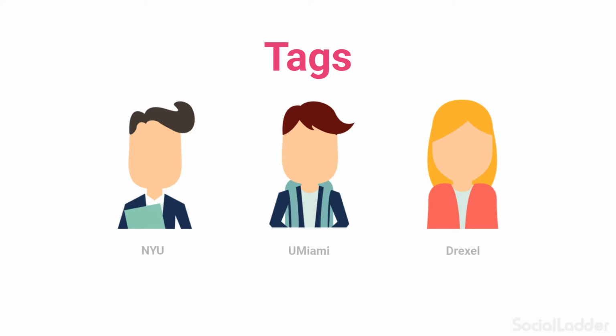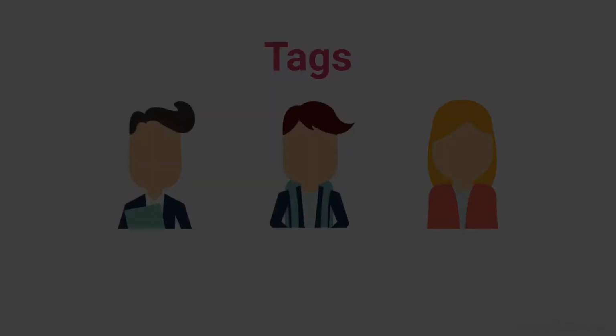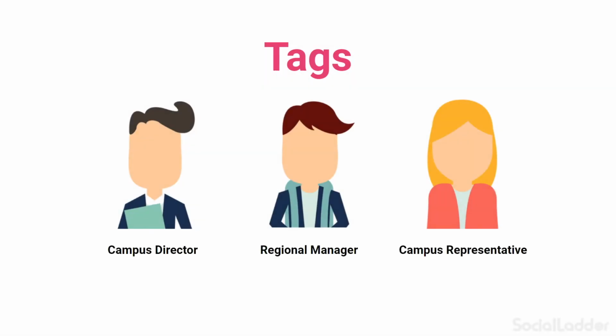You can make tags for a specific college they attend, like NYU, UMiami, or Drexel. You can make tags for a specific market the ambassador is representing, like New York, Miami, or Philadelphia. Or you can make tags for a specific type of user, like campus director, regional manager, or campus representative.